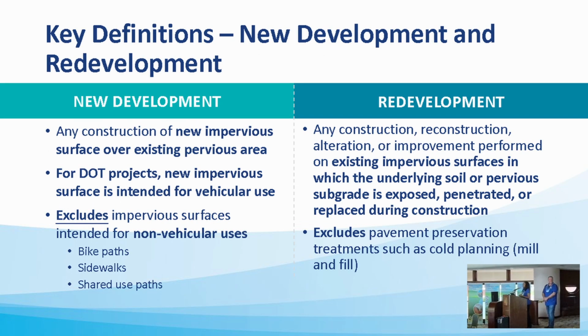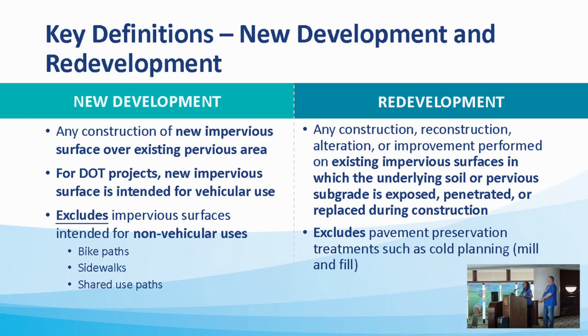So continuing with our key definitions, what is new development and redevelopment? New development is any construction of new impervious surface where there was previously no impervious or pervious surface. For DOT projects, the new impervious surface is intended for vehicular use only. That includes road construction, widening, realignment, interchanges, things like that. However, it does exclude impervious surfaces intended for non-vehicular uses.